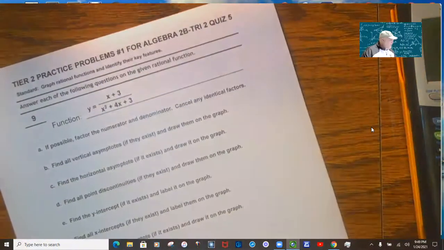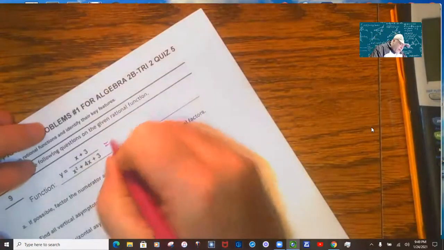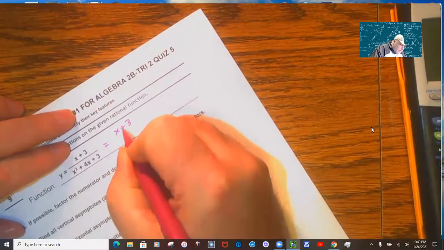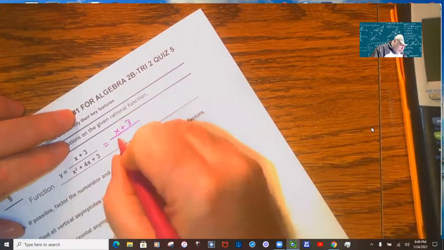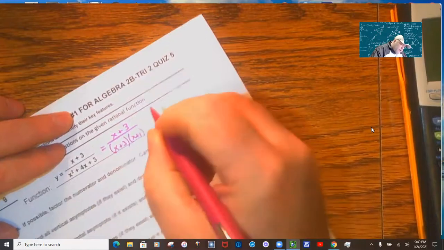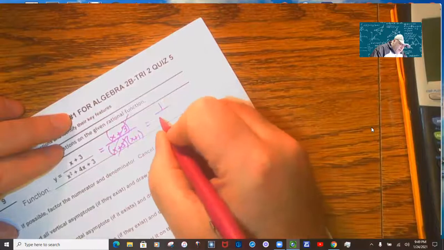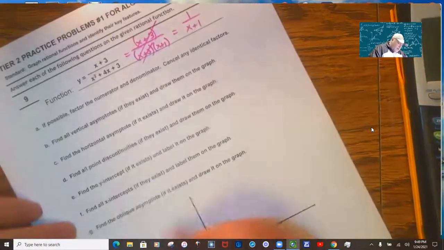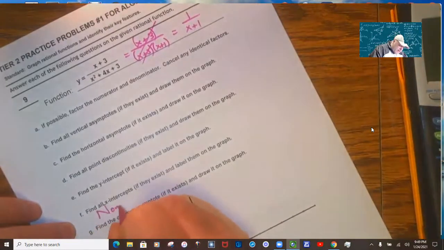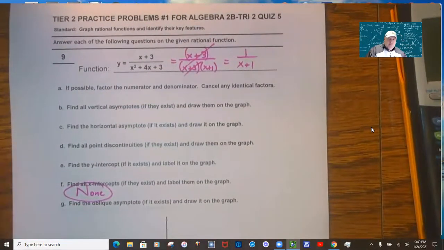Problem 9. Okay, so we have some factoring to do. And this will be x plus 3 over x plus 3 times x plus 1. So we have some canceling that will happen and leaving a 1 on the top. This means there will not be any x-intercepts. If there's not an x on the top, you have no x-intercepts.